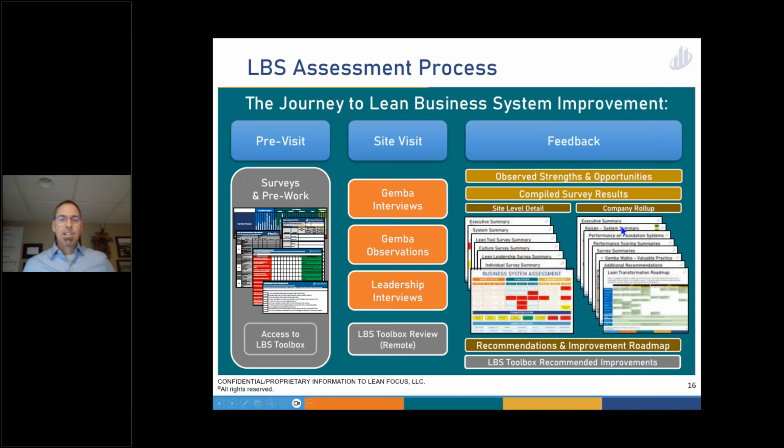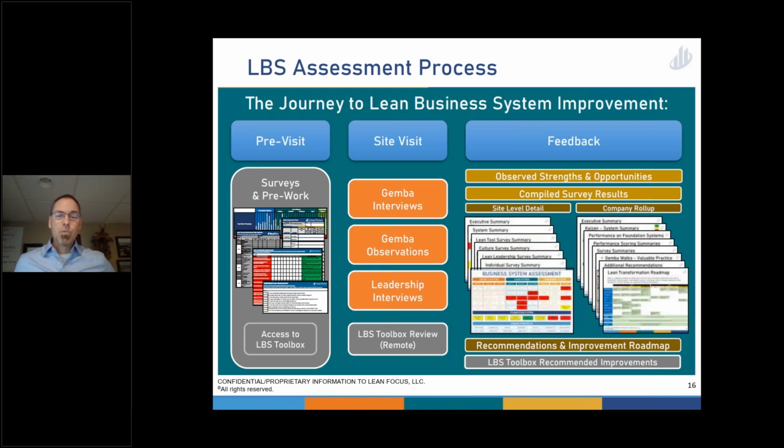So the process itself, and as we go through today, we'll be talking about two things, both the site assessment as well as the toolbox assessment. So first, talking about the site assessment, it starts off with, before we get there, we're looking at surveys and pre-work. So we send a survey out to the CI team and to the leadership team to get their perspective on where things are at.